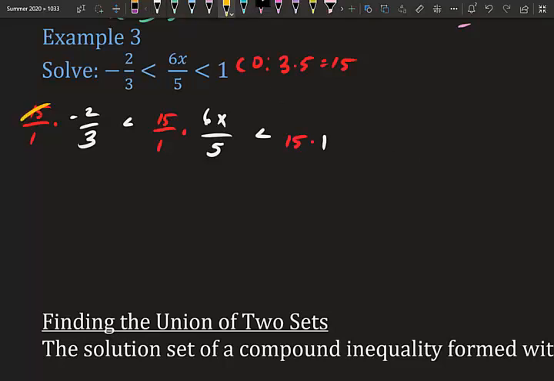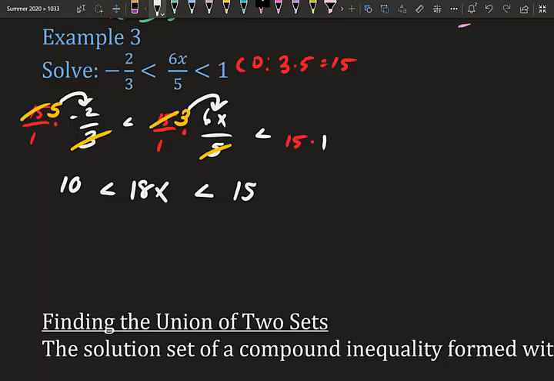All right, so 15 divided by 3, we're left with 5. 15 divided by 5, we're left with 3. And 15 times 1 is just 15. So what we're left with is 5 times negative 2, which is negative 10, and that's less than 3 times 6x, which is 18x, and that's less than 15 times 1, or 15.